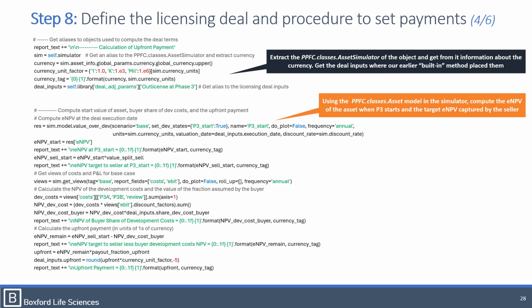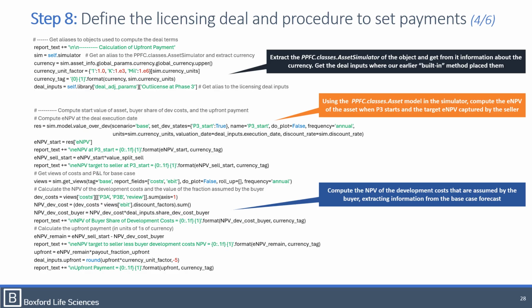We can extract the expected net present value at start from the results and add that to the report. We then multiply that expected net present value by the fraction that we want to target that goes to the seller, report that, and then we use, again, functionality of the simulator that stores forecasts, and we want to say, let's get the information for the base case about the cost structure that we have and the overall P&L and EBIT. We extract the total development costs from that view of the cost, and we extract the discount factors for net present value from the EBIT P&L calculation, and use those together to get the net present value of the development costs that are assumed by the buyer. And we add that to the report.